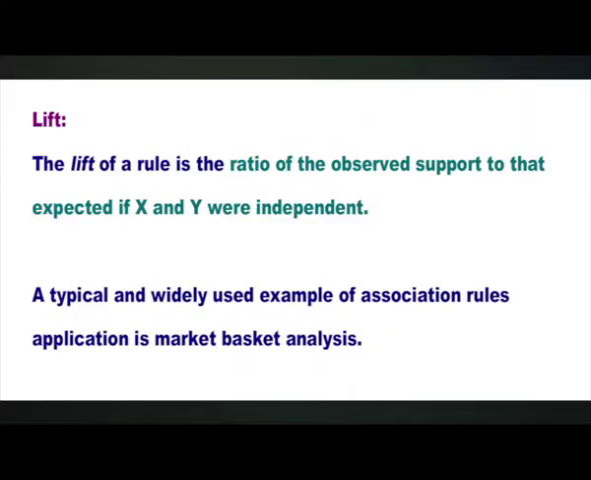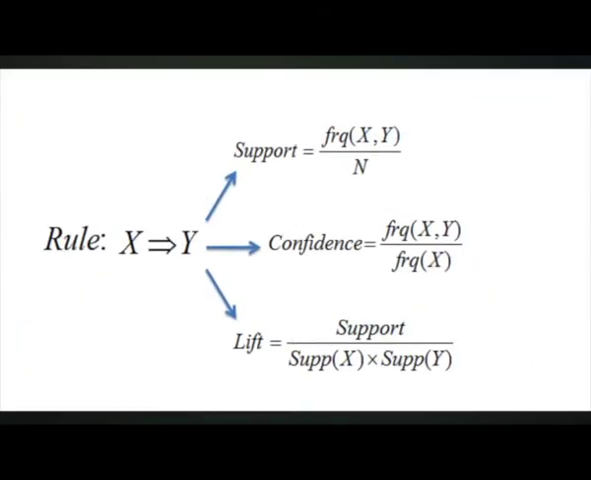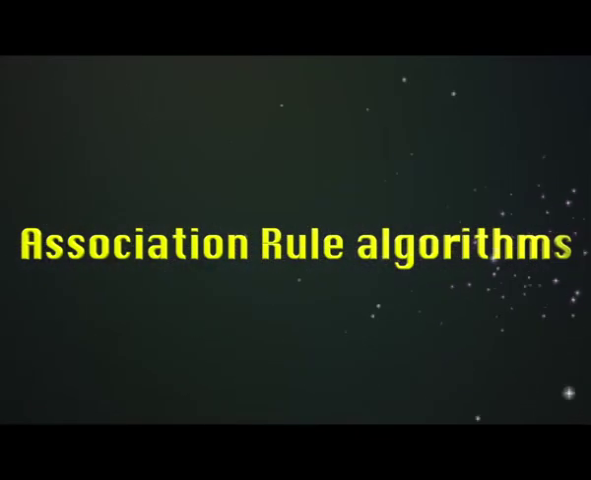The third important factor is called lift. What is lift? The lift of a rule is the ratio of the observed support to the expected support if X and Y were independent. A typical and widely used example of association rule application is market basket analysis. This is explained by a diagram which you can see, where these three important factors are represented with the formula. Now we will move to the next concept, which is called association rule algorithms.